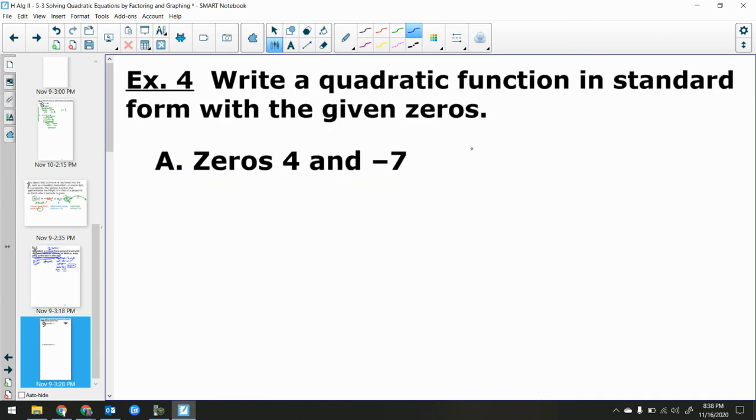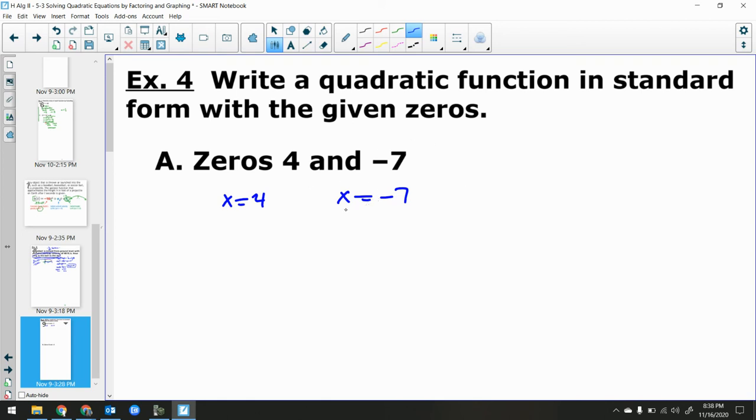All right, and let's take a look at this one. This is the last example that we have here. Write a quadratic function in standard form with the given zeros. So now what we're going to be doing, and we'll do this a lot throughout the year here, we're actually going to be working backward. I'm saying x equals 4 and x equals negative 7. Find the function that has these zeros.